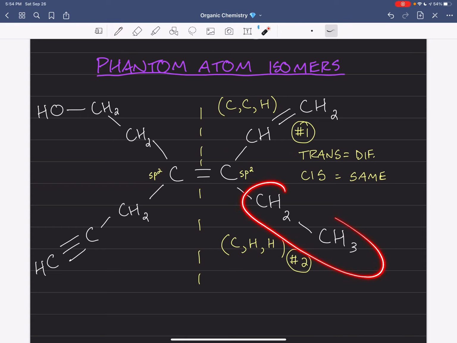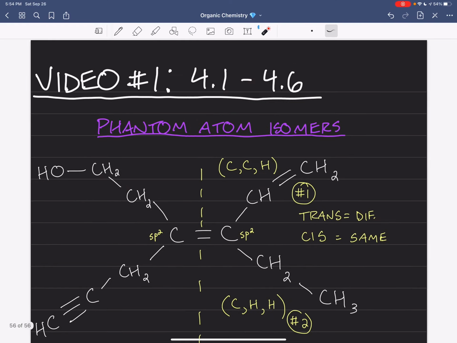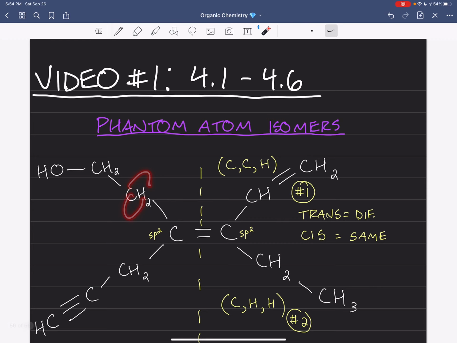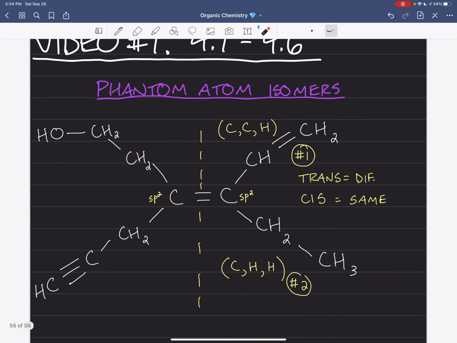Priority, priority. Okay. To decide if this is trans or cis, if it's cis, this will have number 1 priority. If it's trans, this will have number 1 priority. So we need to figure out which one has number 1 priority. So we're going to do the same thing. Let's look at this carbon. Well, what is it attached to? Well, it's attached to hydrogen twice, and it's attached to carbon once. All right, so that's all you have to do there.